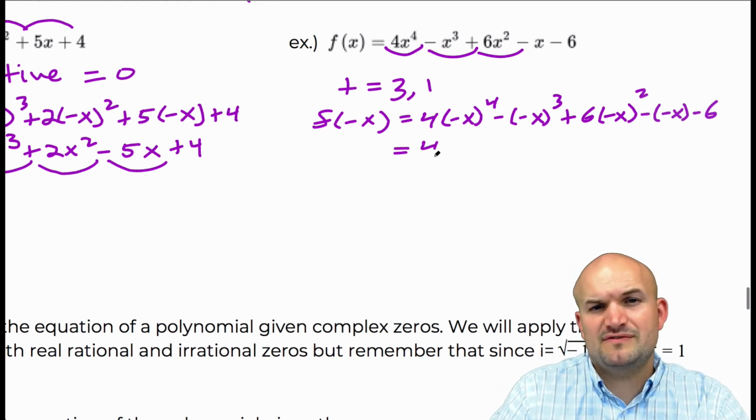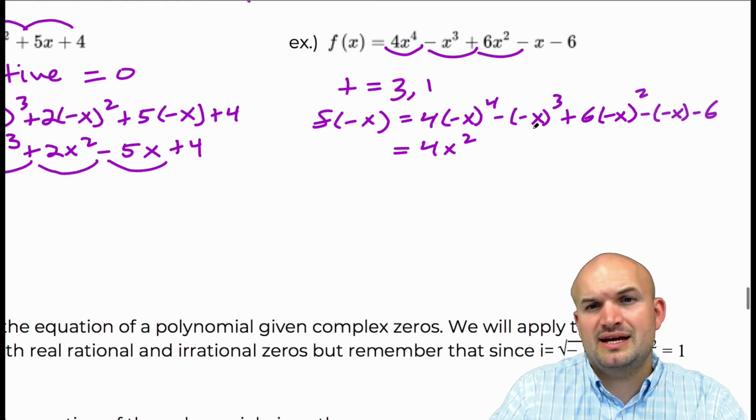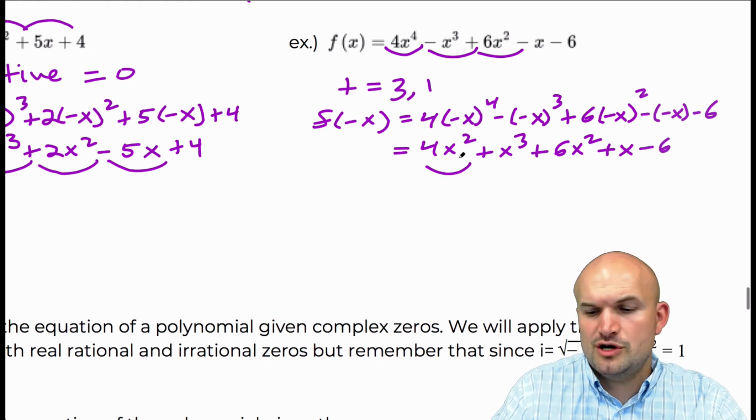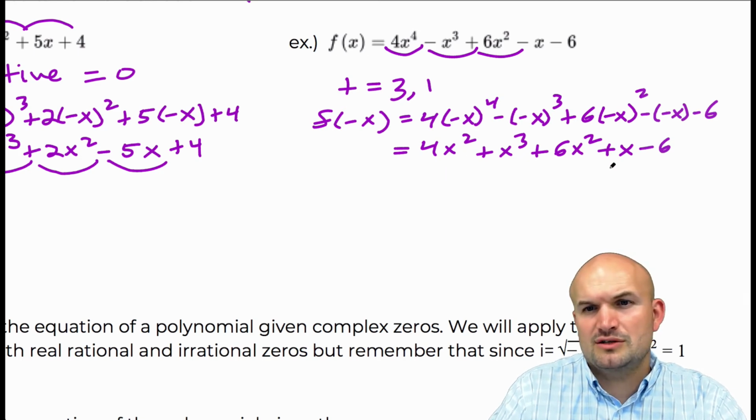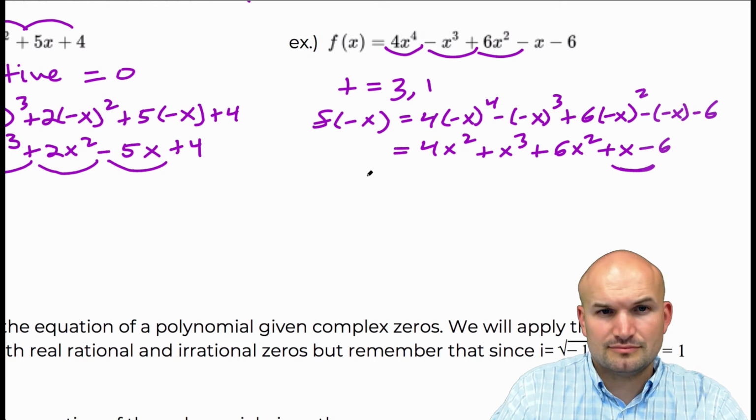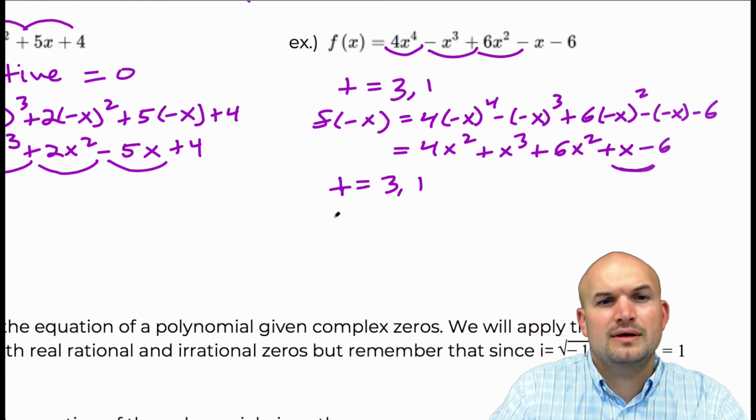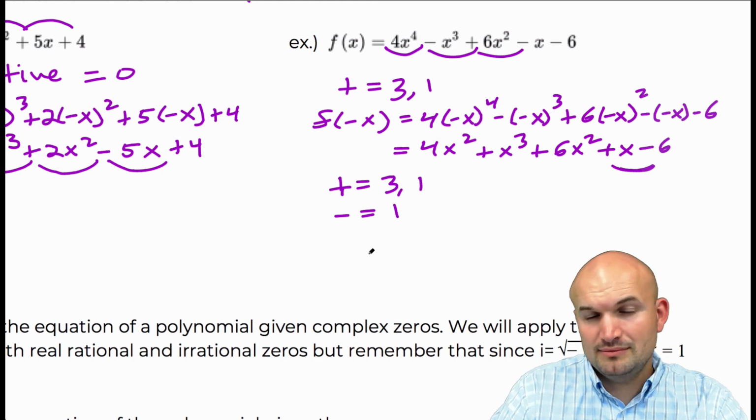That becomes a positive, so it's 4x to the 4th. That becomes a negative times a negative, which is a positive. That becomes a positive, so that's 6x squared. That becomes a positive minus 6. So the sign changes? No, that's not a sign change. Looks like there's only one sign change here. So positive is 3 or 1. Negative is equal to 1.